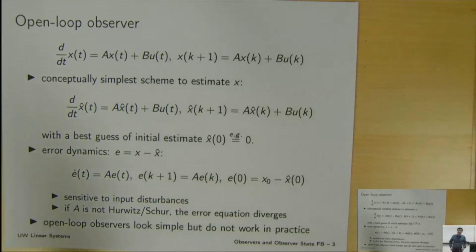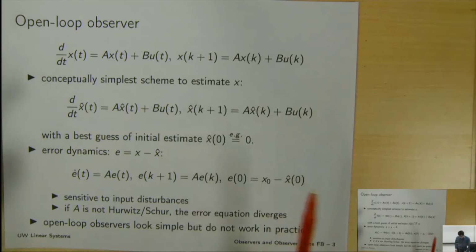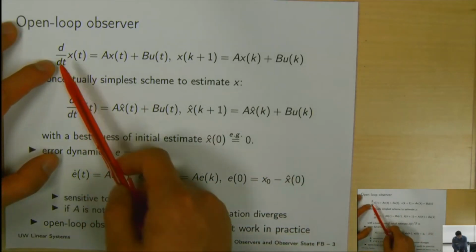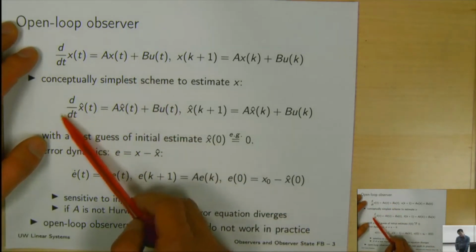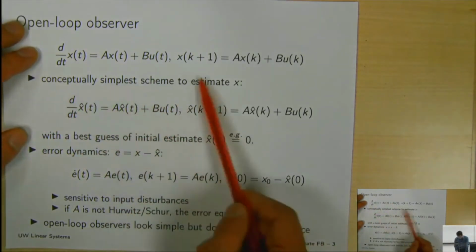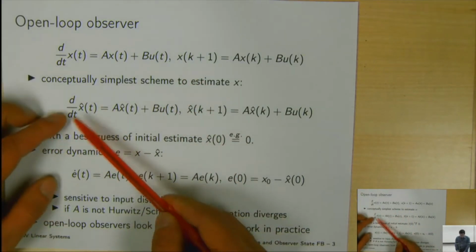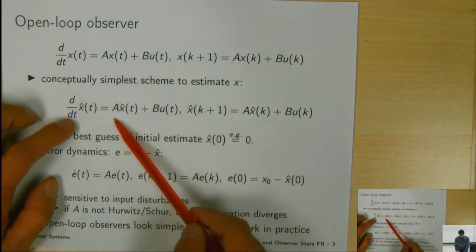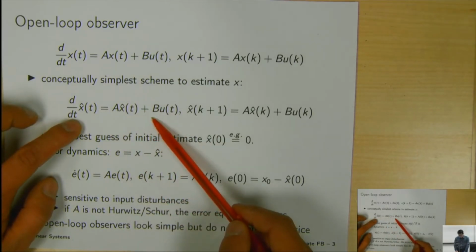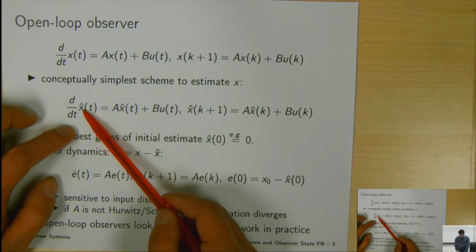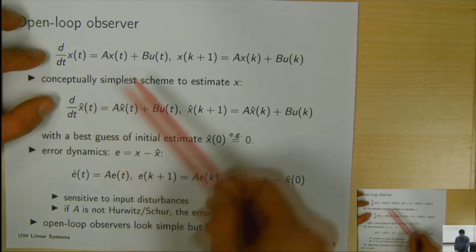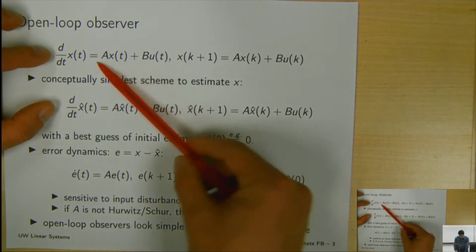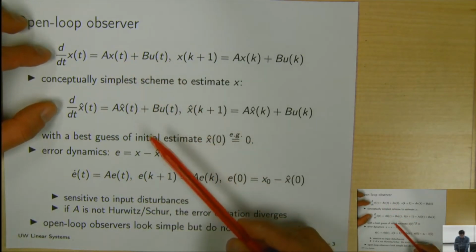So let's start with the easy case. Let's say we have a continuous time system. We have A, B, C, D matrices like this. x dot is Ax plus Bu. The most straightforward way to estimate x is perhaps this, right? I'm going to make a copy of the system dynamics, use the same A and B matrices, and run the state estimate in parallel to the system's actual state dynamics.